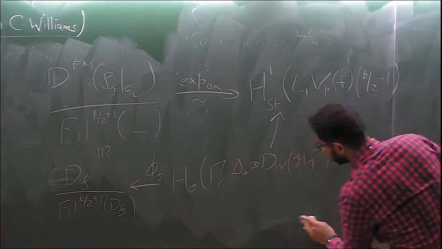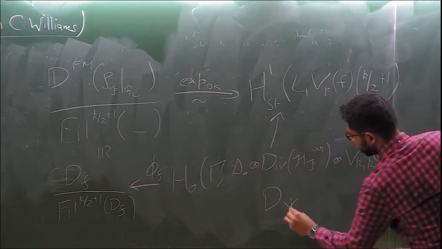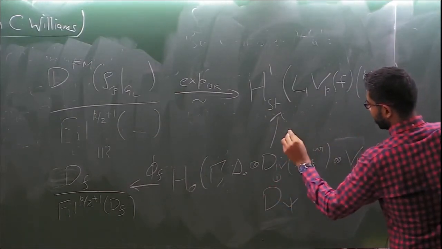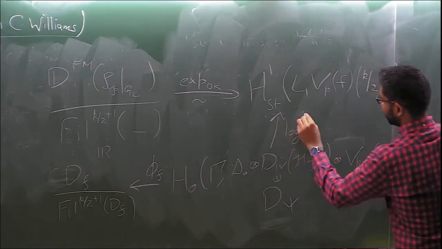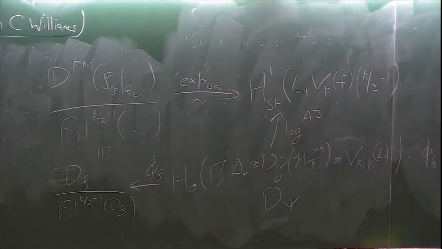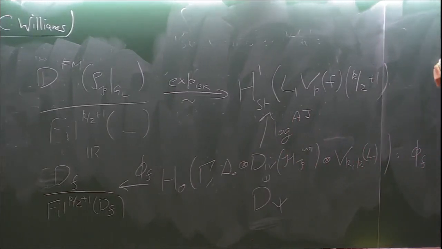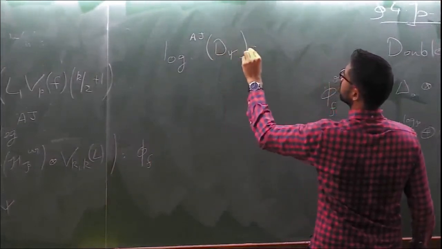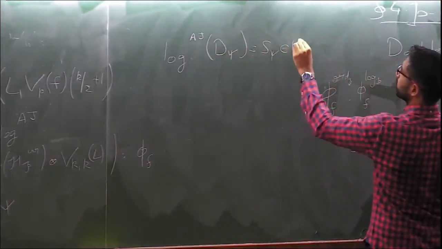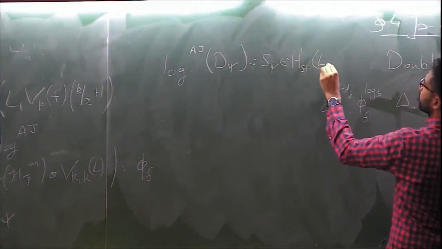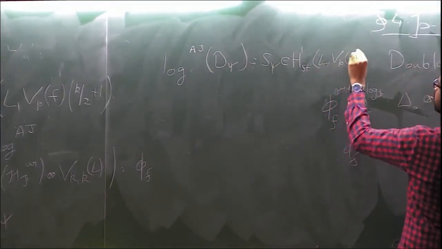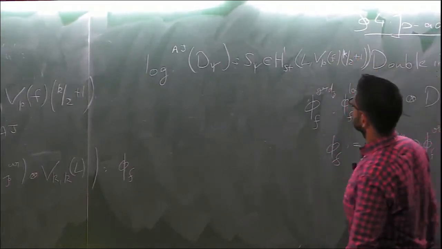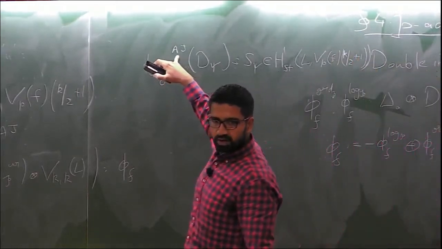And then if you recall, we wrote down elements d psi here. Let me call this map log aj, and I'll tell you why. So in particular, log aj of d psi is some si in a local Selmer group. So AJ stands for Abel-Jacobi.